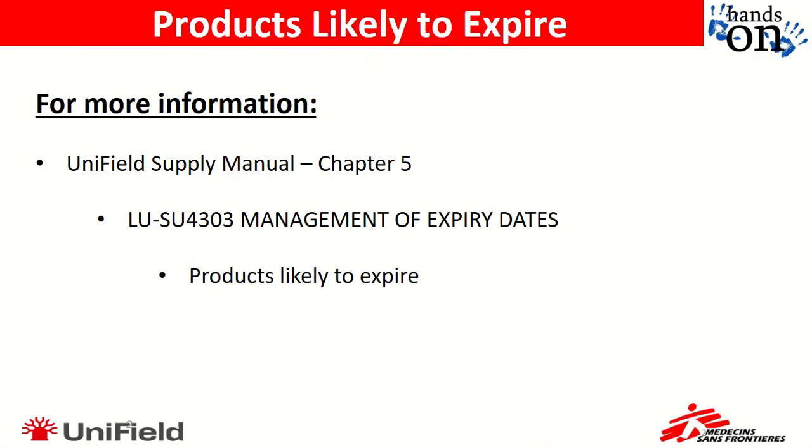If you have any further questions on how the products likely to expire report works, or you want more details about the specific columns or the filters when creating the report, you can look in the manual for more information. In Chapter 5, under the Management of Expiry Dates subsection, you'll see a section called Products Likely to Expire. And in the manual, it will have details for which each of the different columns means, how the data is calculated, and how to configure your filters using the different consumption methods.